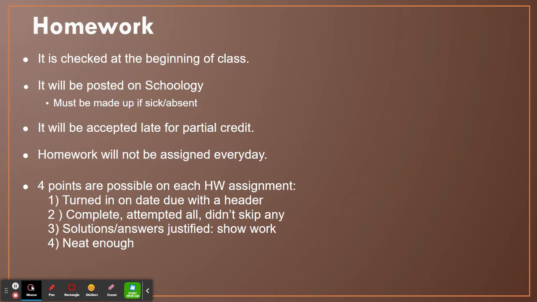Late homework is accepted for partial credit, and I do want homework turned in within that unit. I'll talk about that more on the next slide. Homework will not be assigned every day. In the regular 7th grade math, I assign it 1 to 3 times per week, never on Fridays. Well, I say never, but there's maybe 1 to 2 times per year that I do give it on a Friday, but mostly you can count on not having homework on Fridays. In the compressed class, there will be homework somewhere between 2 and 4 days per week.